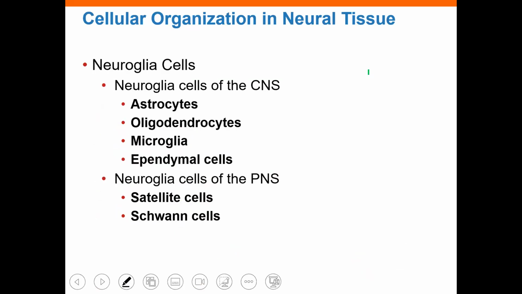We're going to go ahead and look at the cellular organization in the neural tissue or these neuroglial cells. So again, glial being glue or the structural units. We're going to look at all of these cells, these astrocytes, oligodendrocytes, microglia, ependymal cells, and then the neuroglial of the periphery. We're going to see satellite and Schwann.